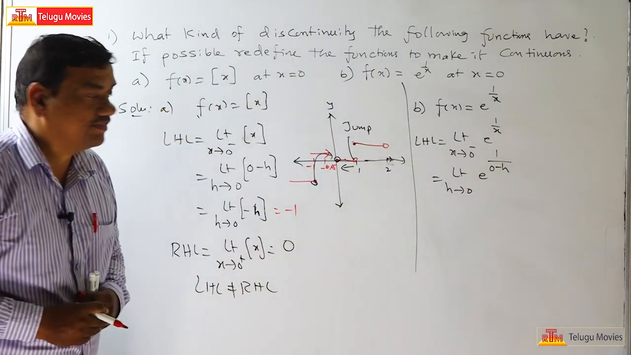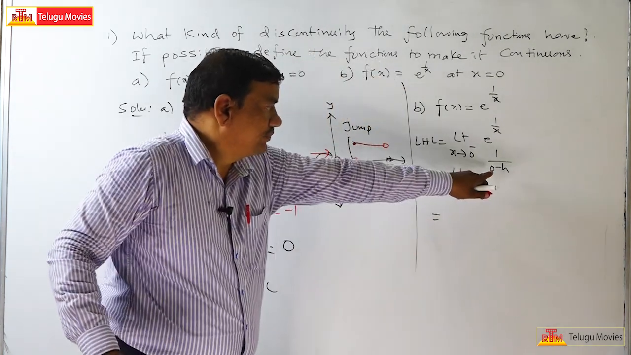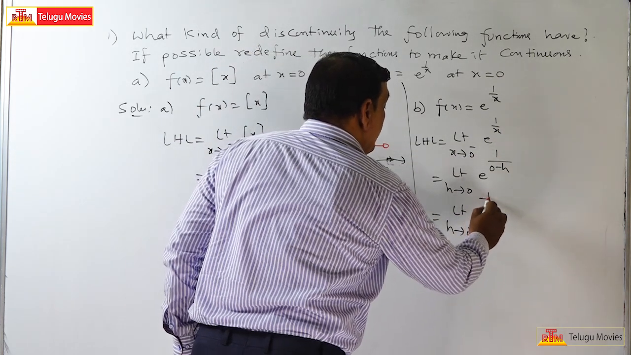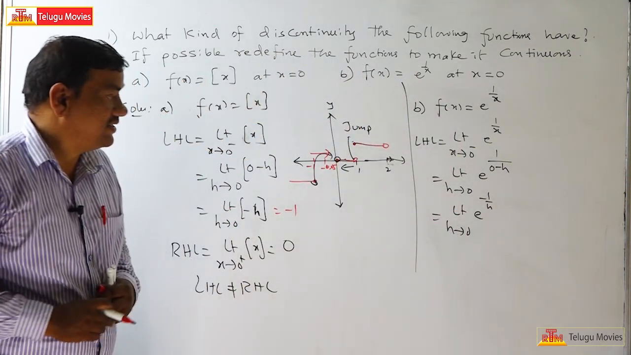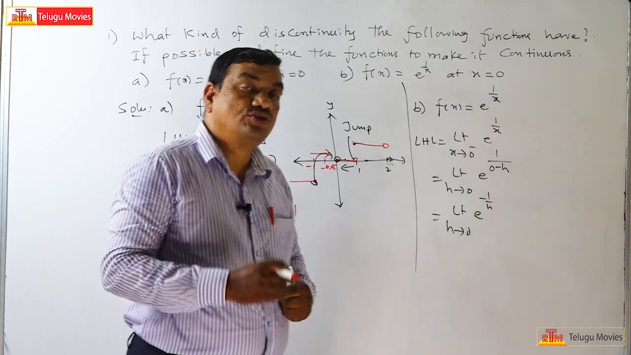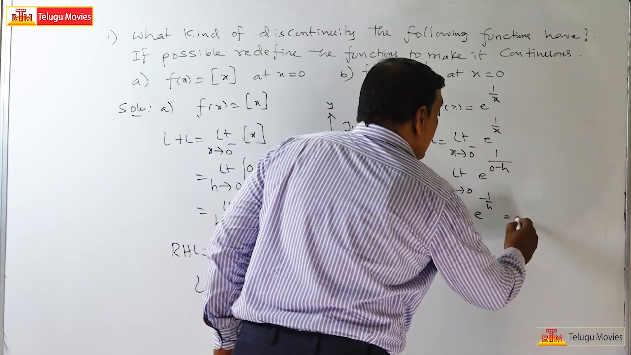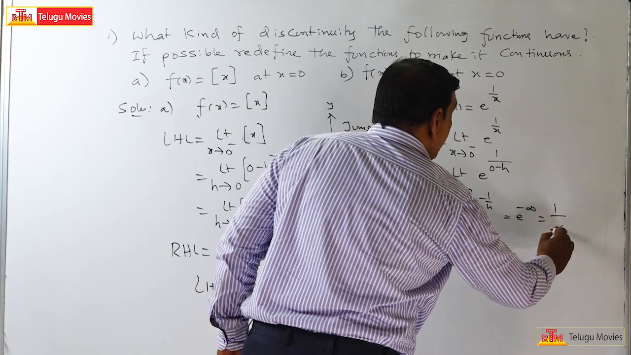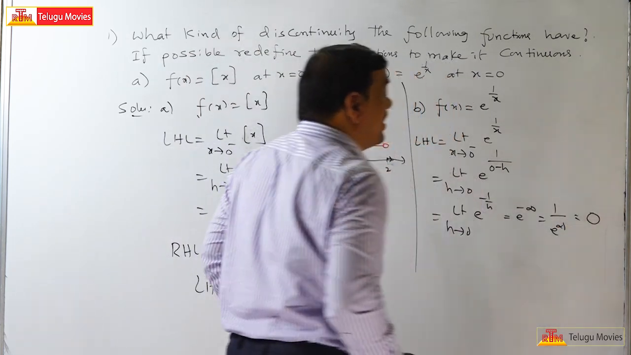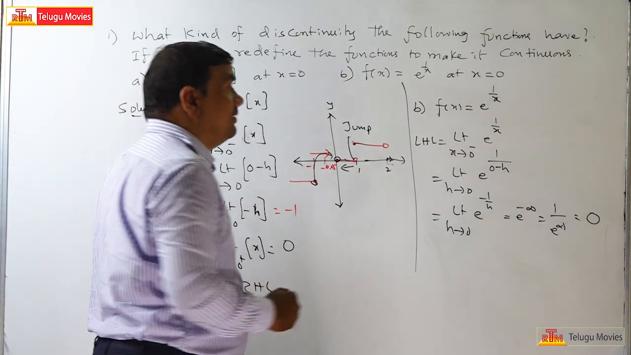Now see here, as h tends to 0, the approach is minus 1 by h. One more step I will write down: limit h tends to 0, e power minus 1 by h. As h value approaches 0, 1 by h value approaches infinity. That means e to the power of minus infinity, so the denominator keeps increasing, therefore the functional value approaches 0. Let us find the right hand side limit.